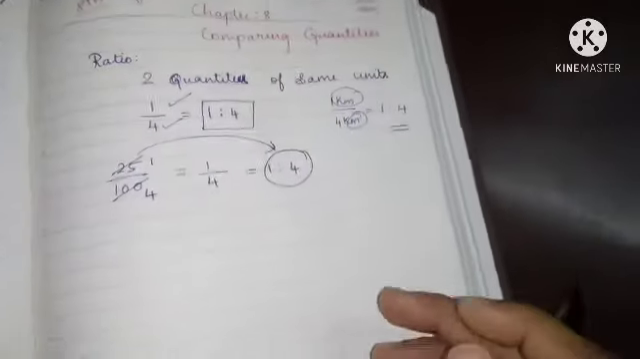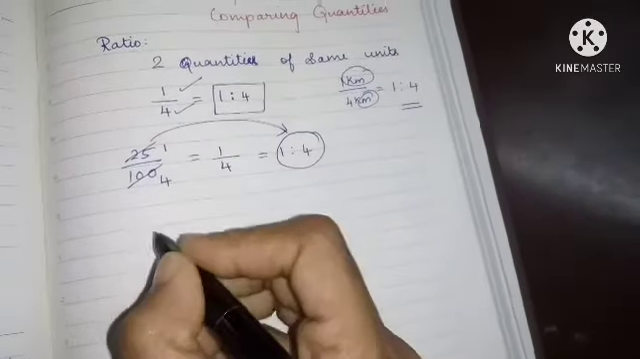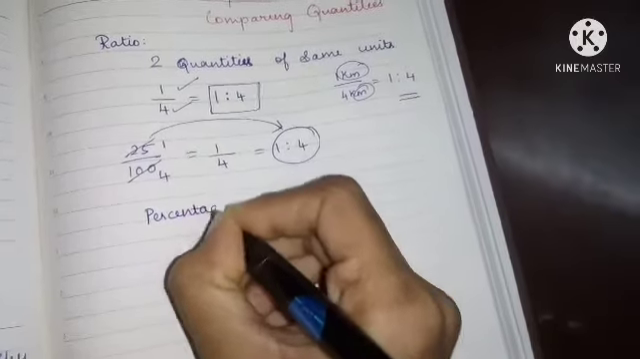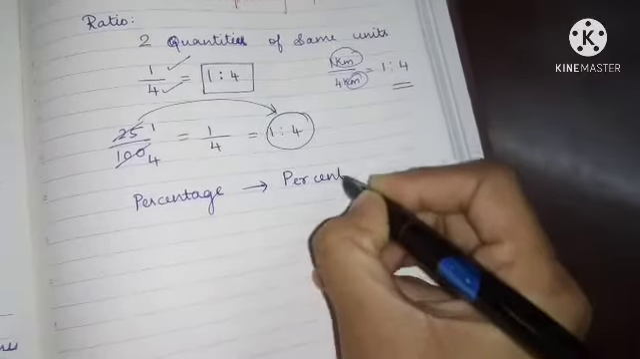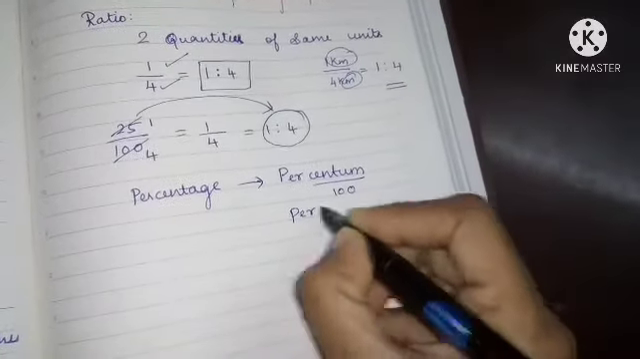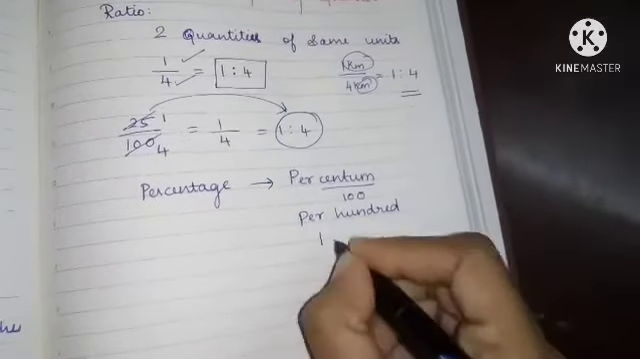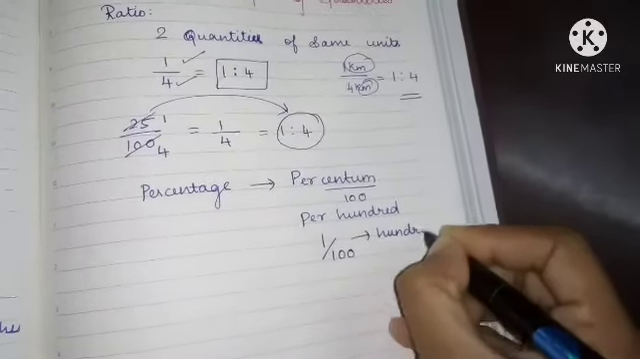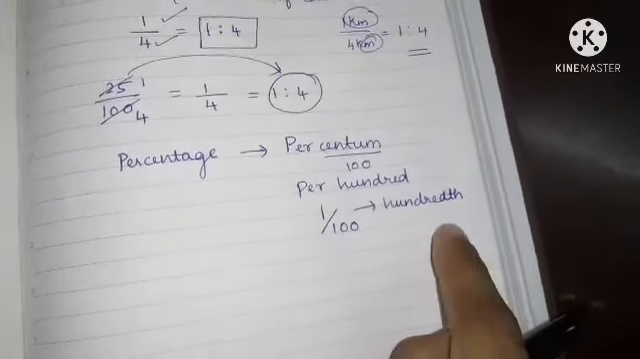Anyway, next, percentage. Okay, actually percentage, you have learned what is the meaning. Percentage is derived from the Latin word per centum. Centum means what? 100. Correct? Per 100. Per 100 means what? 1 by 100, which is nothing but one hundredth.